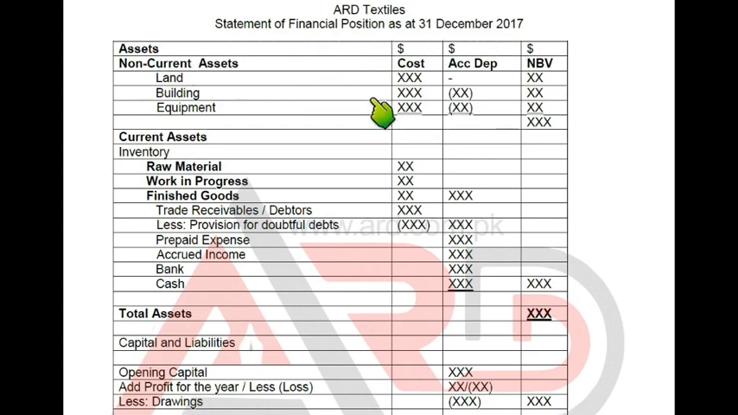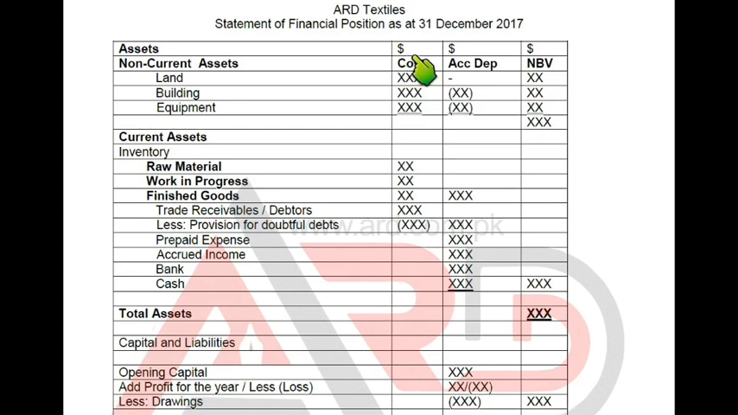Now, as you are already aware, the balance sheet, or statement of financial position, is made in 3 columns. First of all, it is made in the format of the accounting equation, which is assets equal to capital plus liability. First of all, we have assets. There are two types of asset, as you are already aware: non-current assets and current assets. We will be making 3 columns: cost, accumulated depreciation, and net book value.